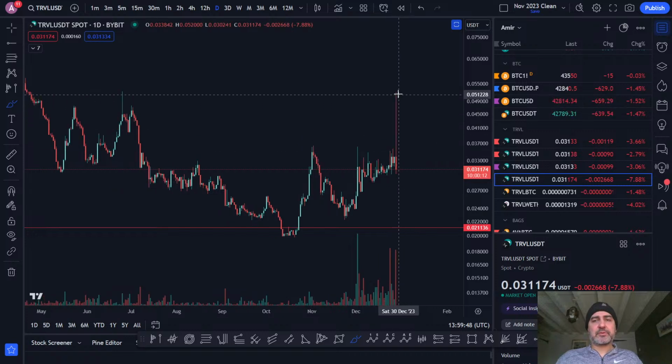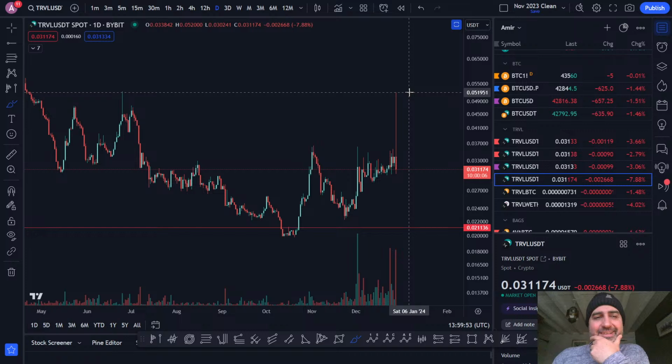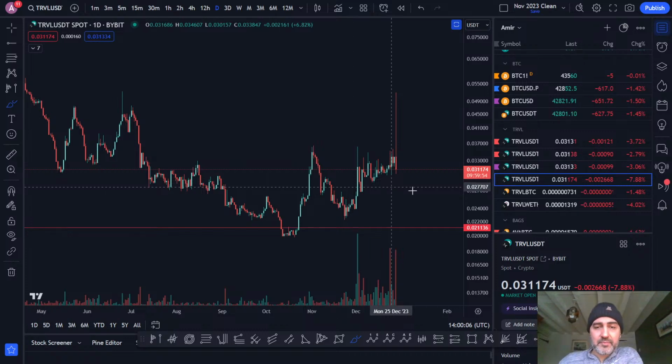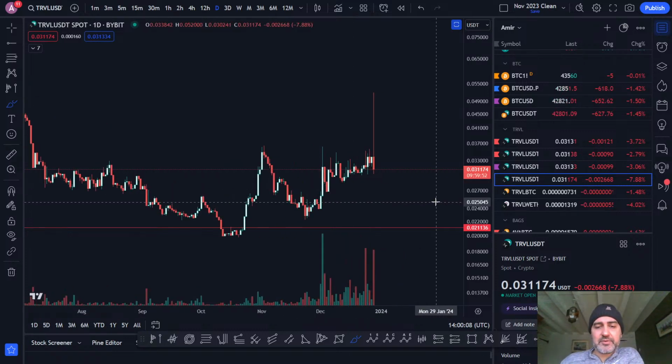Bybit, it took a lot of liquidity. Look at Bybit, it went up to 5.1 cents. Still didn't take this high, and Bybit is very illiquid. Yesterday I tried to buy on Bybit, and I couldn't, it wouldn't work. So annoying, it just wouldn't let me. It's so illiquid, Bybit.